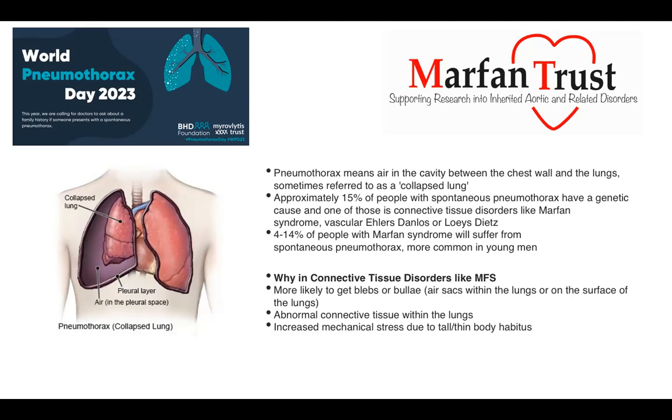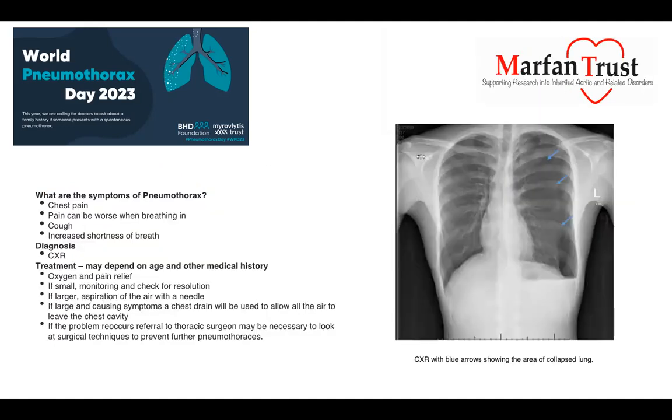Connective tissue disorders can predispose people to spontaneous pneumothorax. People are more likely to develop blebs or bullae that can burst. These are air-filled sacs on the surface of the lung or in the lung tissue. There will be abnormal connective tissue within the lungs. And due to the tall, thin body habitus typical of Marfan syndrome, there can be more mechanical stress in the chest and in the lungs.